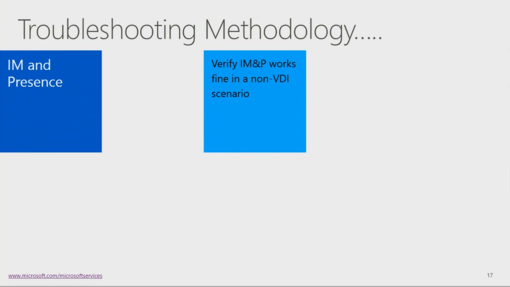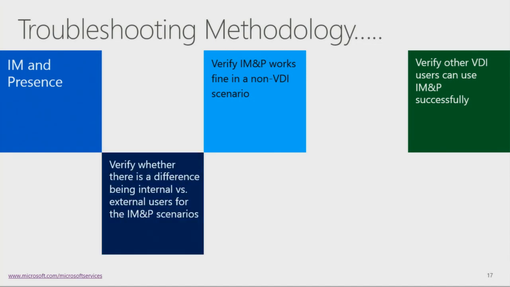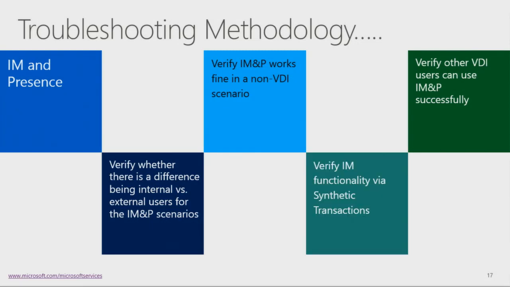To start with, if presence is not changing or if IMs are failing, make sure it actually works in a non-VDI scenario or between completely non-VDI users. Verify whether other VDI users also see this, so you can isolate whether it's just that user or applicable to all VDI users. Internal versus external is always key to troubleshooting any Lync issue, because external means it involves the edge server, and that gets a little complicated. So see if it's applicable to just internal users, external users, or any user.